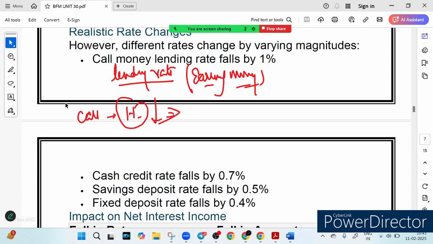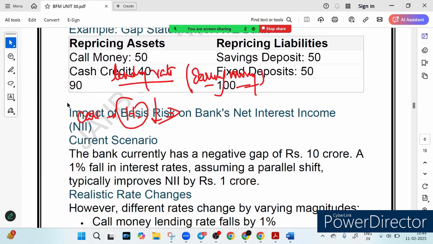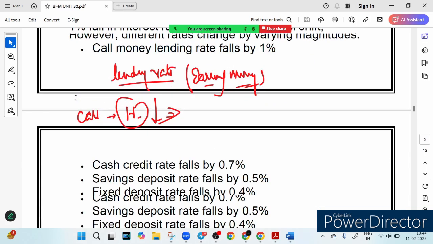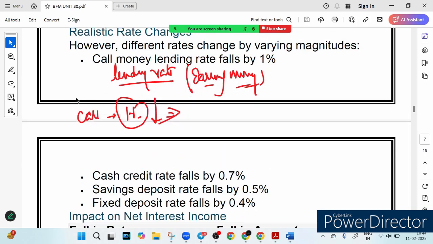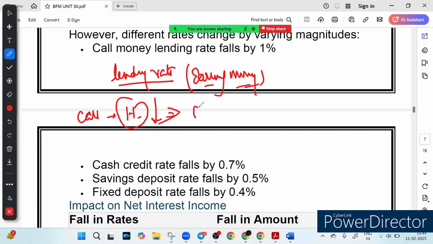Now, what was the call money amount? The call money amount you can see is 50 crore. So the rate drops by 1%. Can you tell me what the final amount will be? 1% of 50 crore is 0.5 crore. So the bank will earn 0.5 crore less, isn't it?